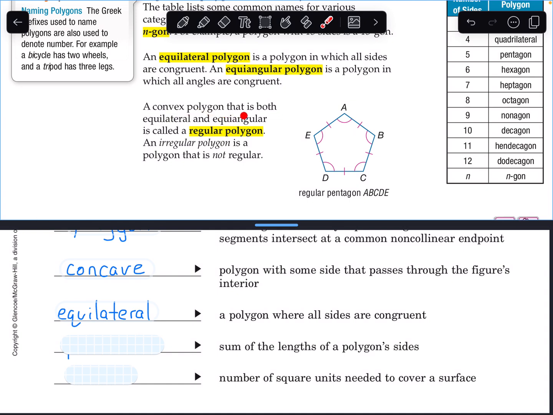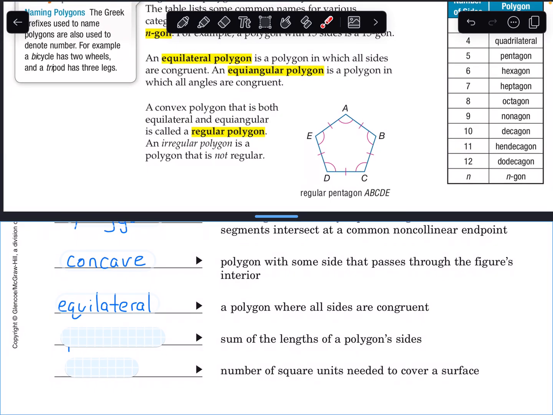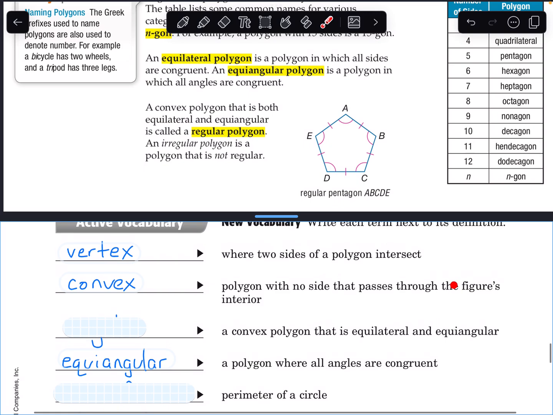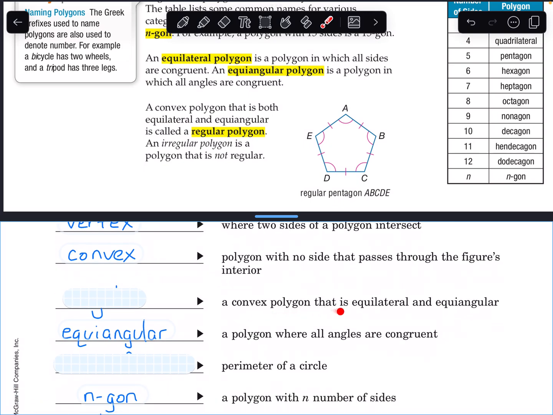A convex polygon that is both equilateral and equiangular is called a regular polygon. An irregular polygon is a polygon that is not regular. So this and only this shape is the regular pentagon. Any other five-siders are irregular pentagons. The irregular ones are probably the ones you might have had as a small child if you had blocks, say, growing up. They were almost certainly the regular shapes. Let's see if we can find that. Equilateral and equiangular. Convex polygon, equilateral and equiangular, regular.